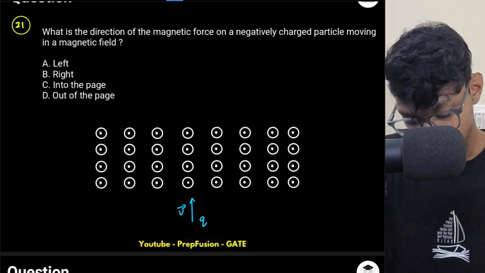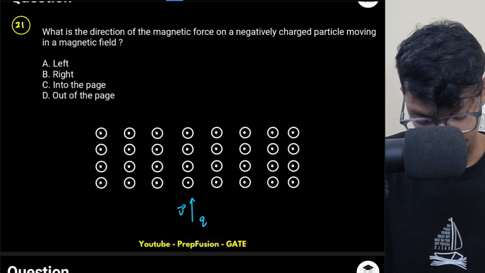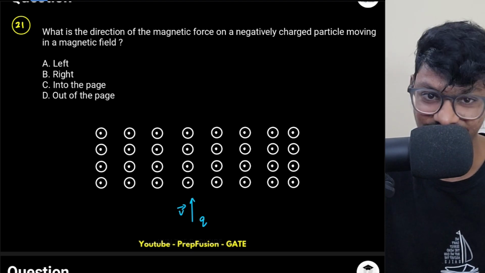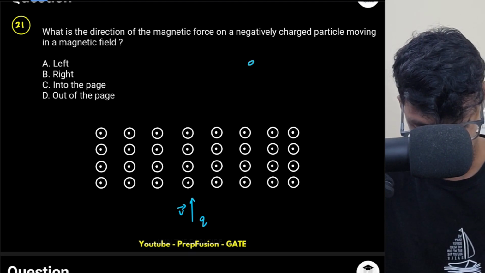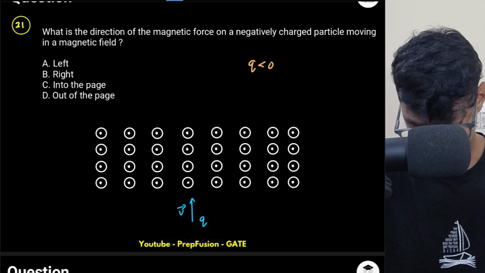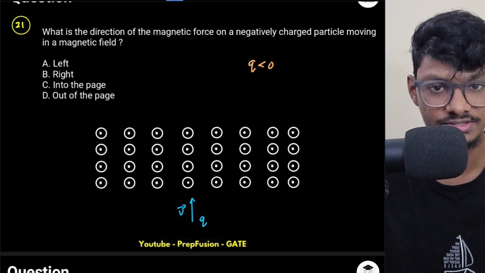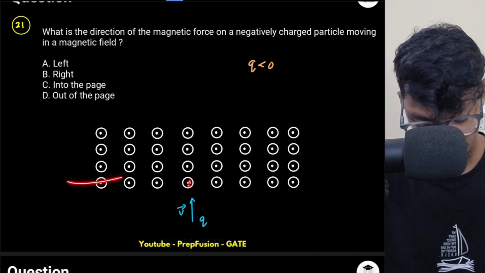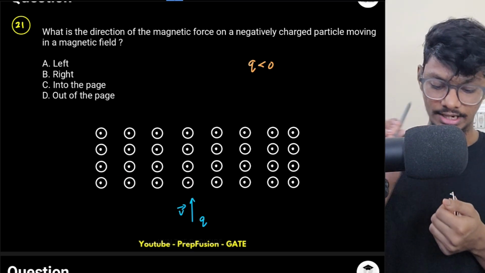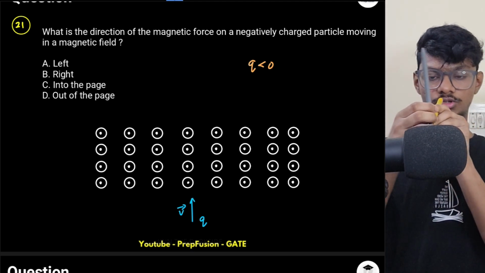Let's do this question. What is the direction of the magnetic force on a negatively charged particle moving in a magnetic field? So this charge is actually negatively charged. This is the first point that you should write down: the charge is negative. Don't make this silly mistake. Next, what is the direction of the force that will act on this negatively charged particle? The magnetic field is shown by this dot. What does this mean? It means the magnetic field is towards me. So the velocity vector is up and the magnetic field is towards me, right? So I will do V cross B.